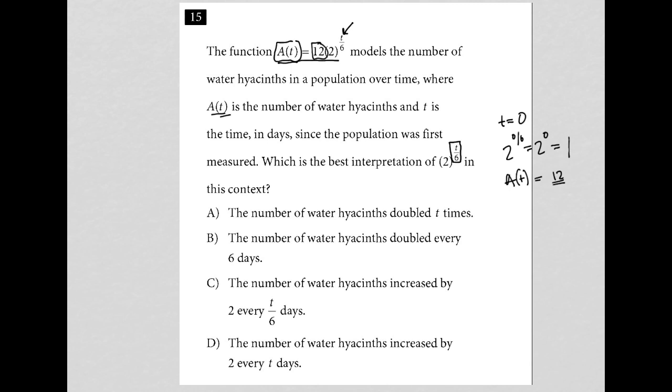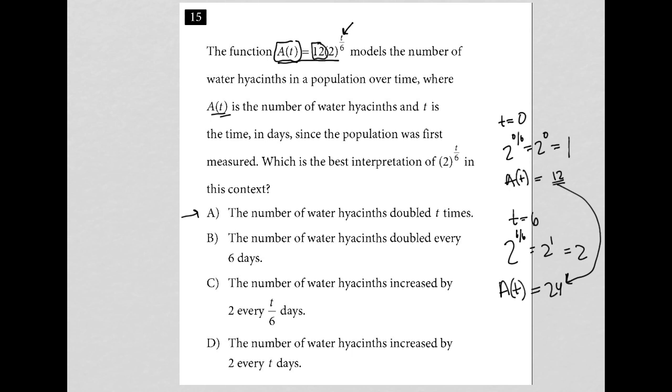Now, the next thing I think about for these exponents with variables, especially if there's a fraction like this, is how do I get that to be 1? Well, in order for this to be 1, I'd have to get t equal to 6. Because if t equals 6, then I'd have 2 to the 6 over 6, which is 2 to the 1, which is just equal to 2. Then a of t would be 12 times 2, which is 24. So we went from 12 at day 0 to 24 at day 6. So we doubled. Every 6 days, there's a doubling. That's my understanding of this, and this is how it helps me get my mind wrapped around it.